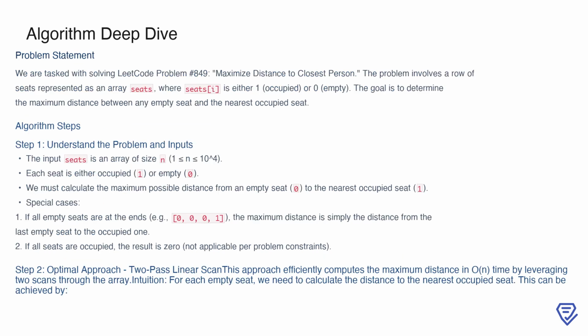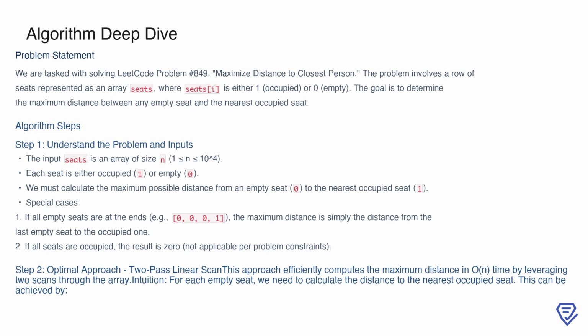The problem asks us to maximize the distance between any empty seat and the closest occupied seat in a row of seats represented as an array. Each seat is either occupied, denoted by 1, or empty, denoted by 0. The task is to find the largest possible distance between an empty seat and its nearest occupied seat.